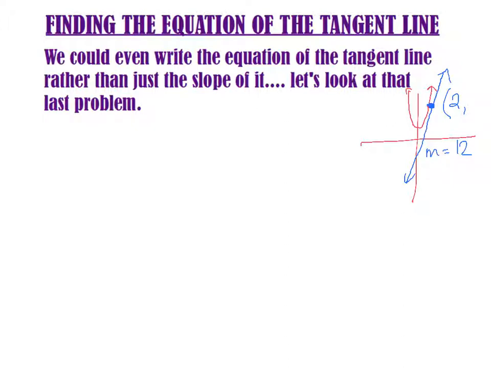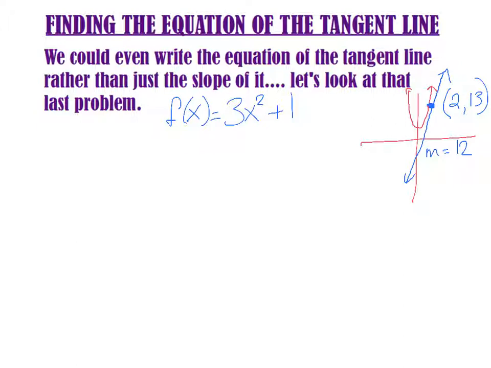So the equation of the parabola was 3x squared plus 1. If you plug 2 into the function right here, 2 squared is 4 times 3 is 12 plus 1 is 13. That ordered pair is actually (2, 13). That means I have the slope and I have a point. I could go write the equation.